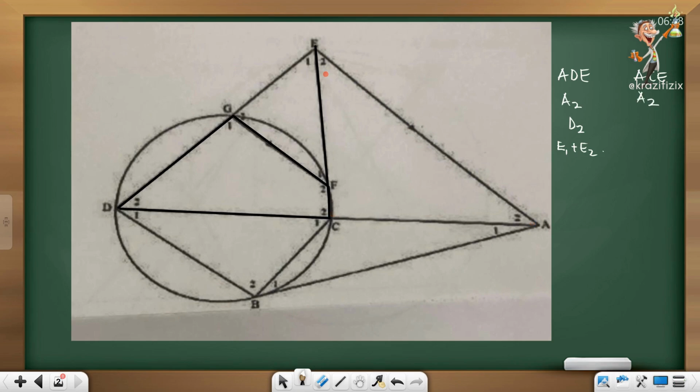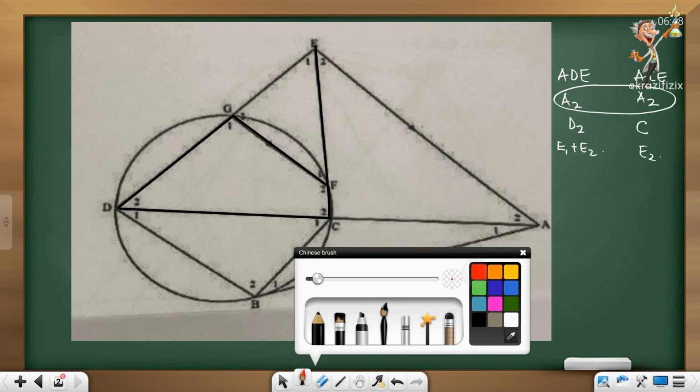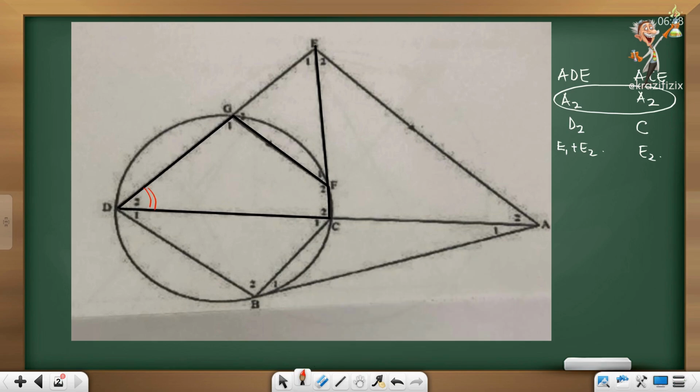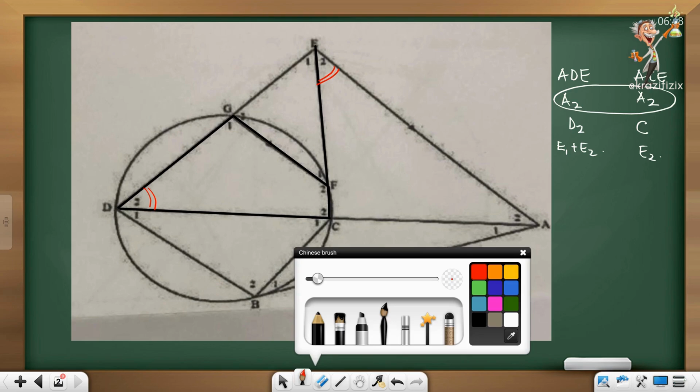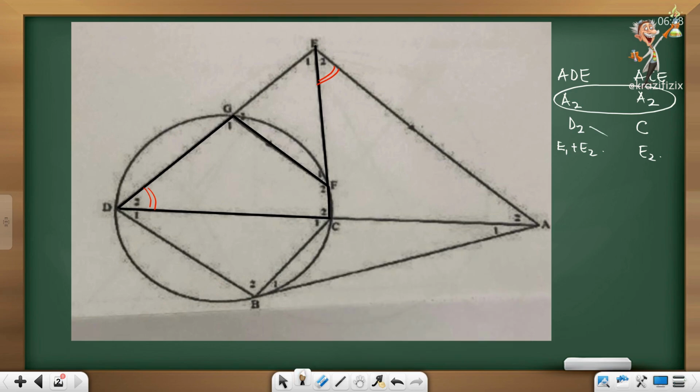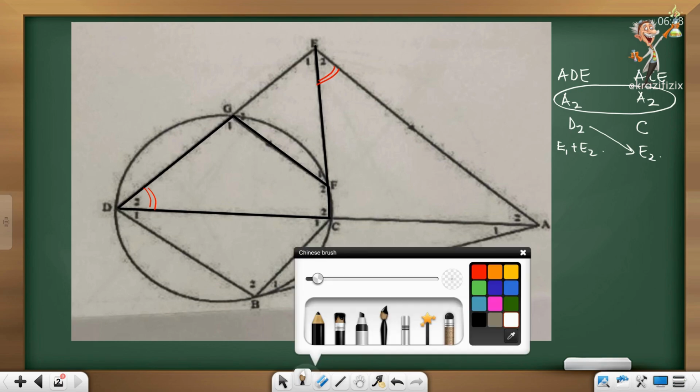Oh, beautiful. That one is actually lovely. Angle C and angle what? E2. Let's compare. Do you see that these two are equal? It's A2, A2. Now, but earlier on, we had proven that angle D2 is equal to angle E2. Do you remember that question? Oh, check this.